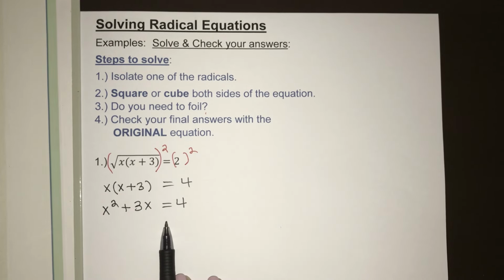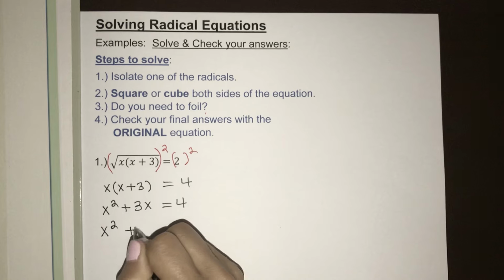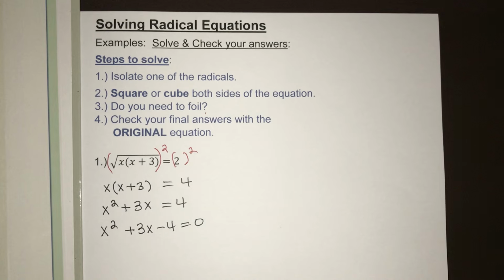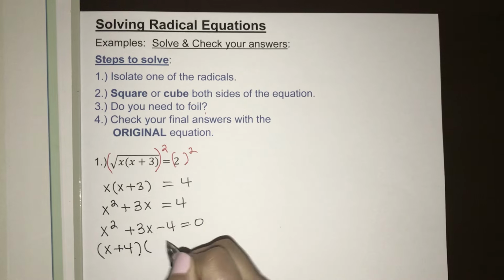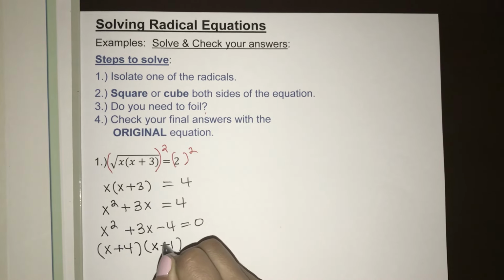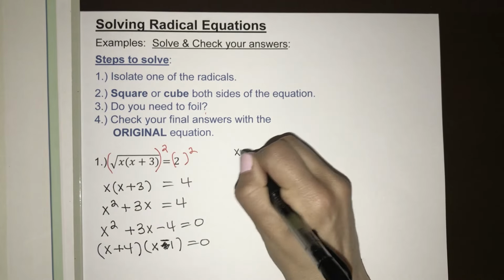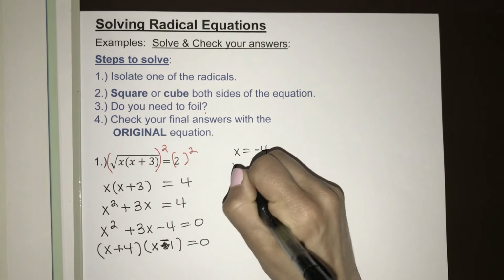This is a quadratic equation. One way to solve is to set it equal to 0 and see if you can factor. In this case, we can factor our equation, so we just go ahead and factor this. So x plus 4 times x minus 1, and we have to set each factor equal to 0, and if we do that, then we get that x is equal to -4 or x is equal to 1.